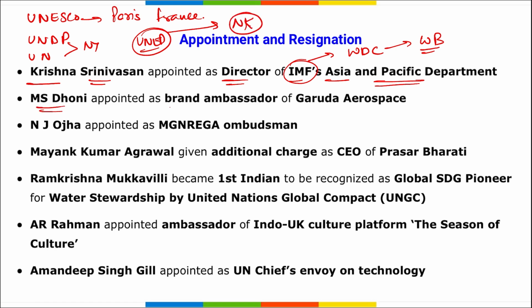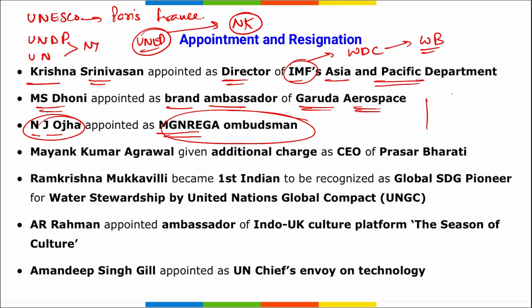MS Dhoni has been appointed as the brand ambassador of Garuda Aerospace. NJ Ojha has been appointed as the Manrega Ombudsman. And remember, India will be launching the first private rocket into space, and the company that is launching it is Skyroot Aerospace. Skyroot Aerospace. So the dominance of ISRO in space from India has now been reduced a little bit as the private players are coming into play.